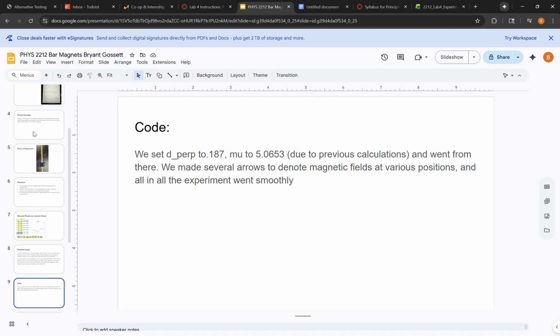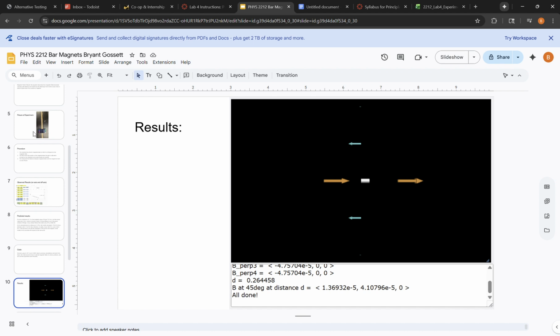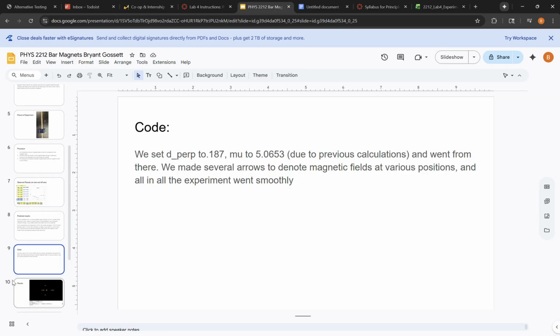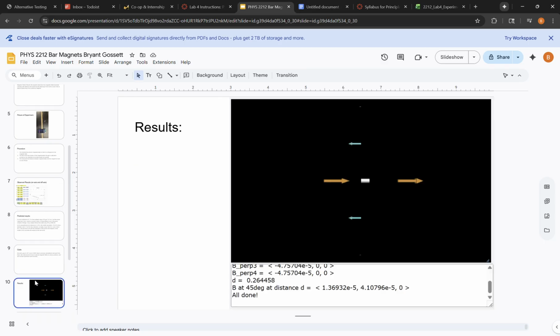We set dperp to 0.187 and mu to 5.0653 because of the previous calculations. We went from there, made several arrows, which you'll see below. So here are our results, and it just goes through some code. You can look at it. I don't know if you can see, but there are little tiny arrows in the top and bottom. Those are the magnetic fields at distance 2D. I set D as 0.11 for this, and then I set D perp to 0.187. So D, the one with all those arrows, is 0.11.